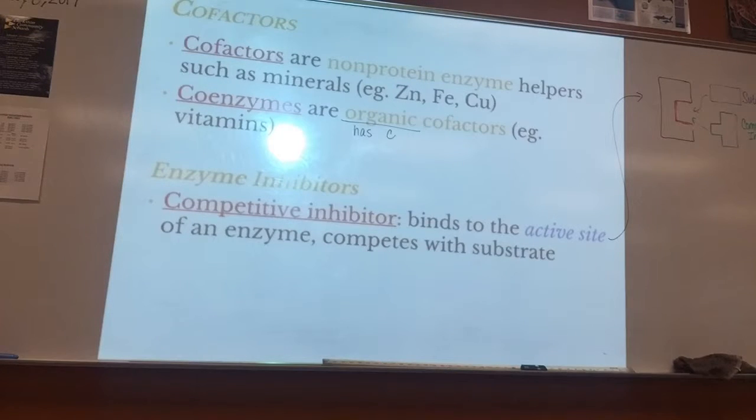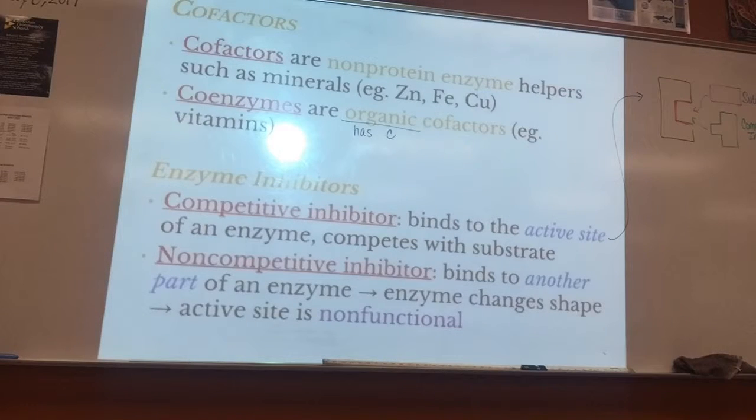Sometimes we can combat that. If you increase your substrate concentration compared to an inhibitor, what's that going to do to the rate of reaction? It's going to increase the rate of reaction compared to the competitive inhibitor. So we can combat that, but in general, competitive inhibitors decrease the rate of reaction.